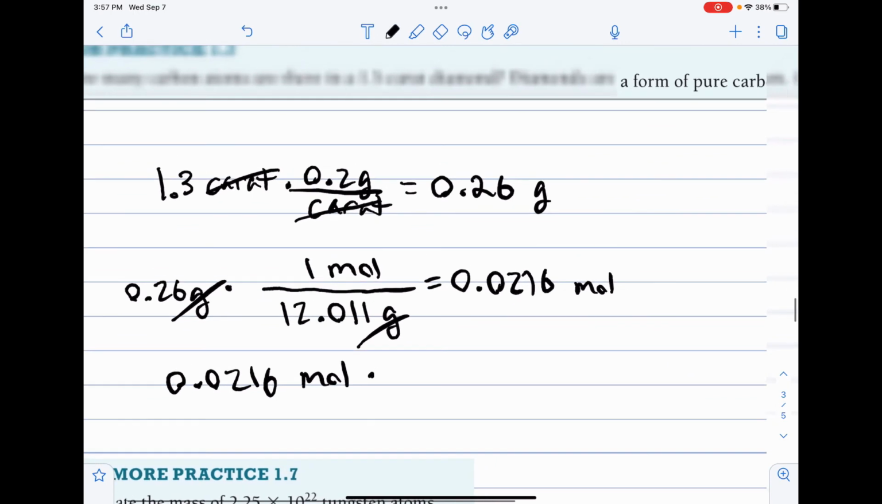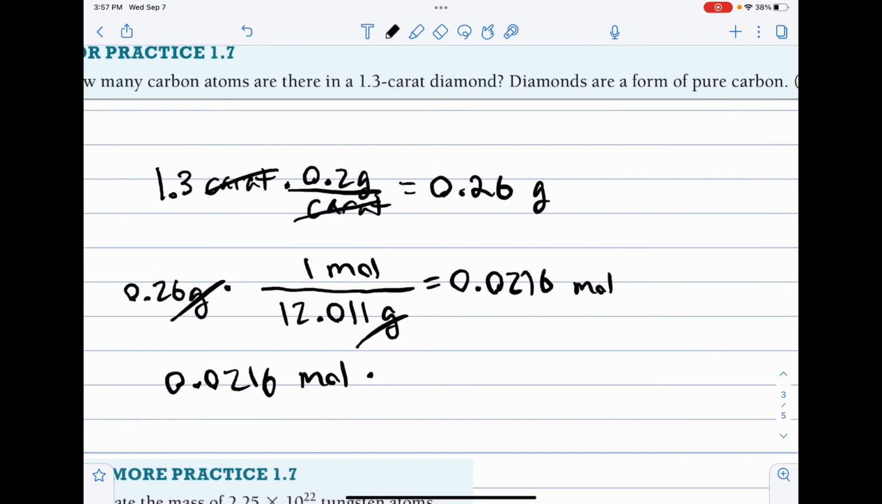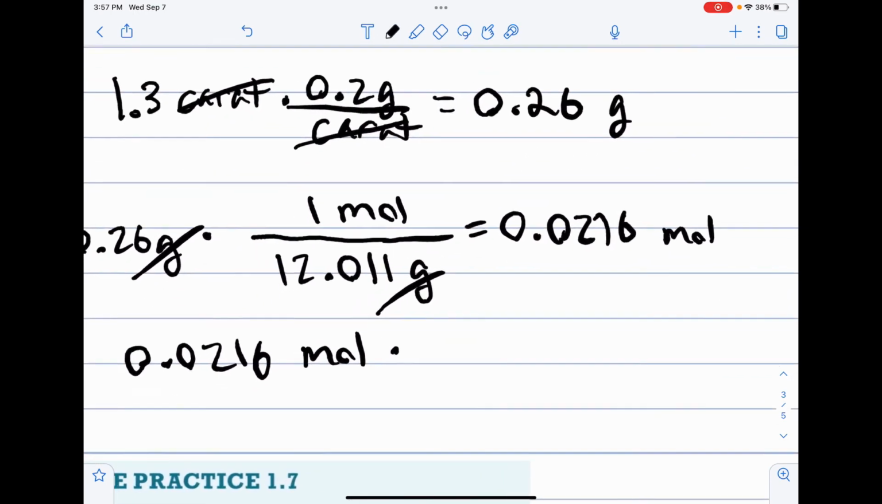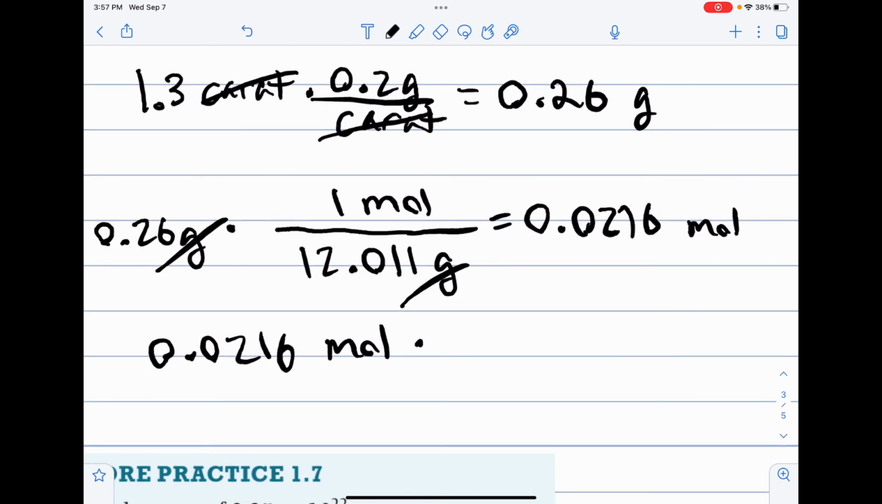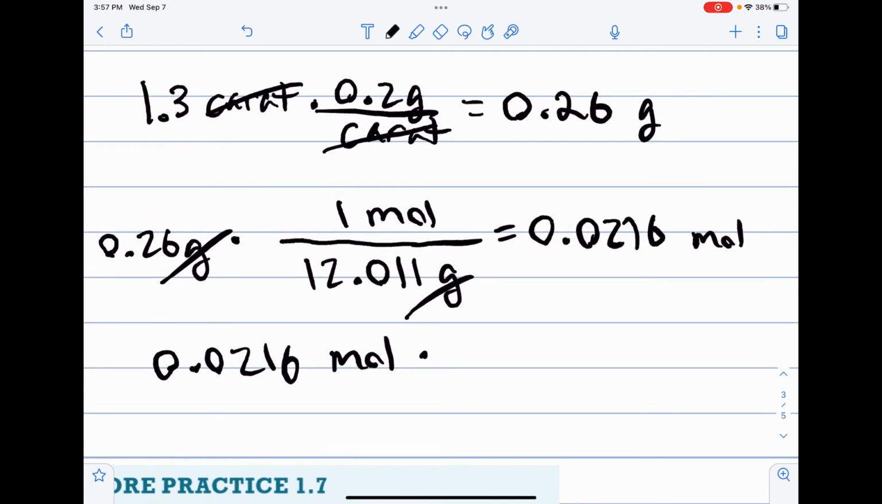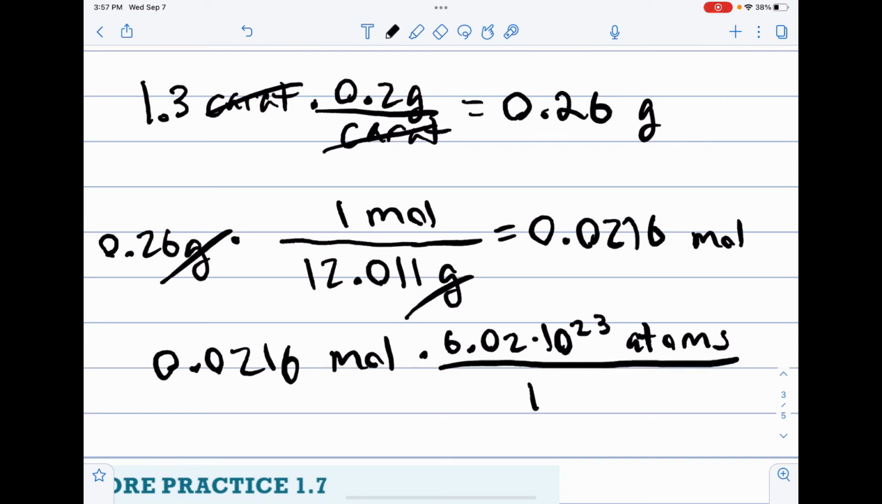But we have that, and then we can take this 0.0216 moles, and we can multiply by what, or divide by what, to get into atoms. We need to use Avogadro's number. Anytime you're actually counting the number of particles, number of atoms, number of molecules, number of formula units, number of ions, we are going to use Avogadro's number. So 6.02 times 10 to the 23rd atoms per mole, or per 1 mole. And the moles cancel out. And if you had done it the other way instead, you would have gotten mole squared over atom if you had flipped this fraction around. So that's how we knew to do it this way.